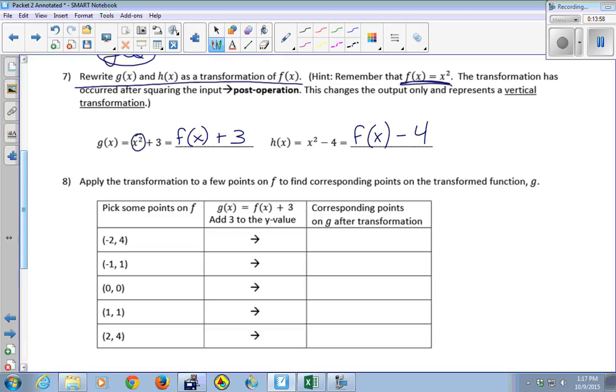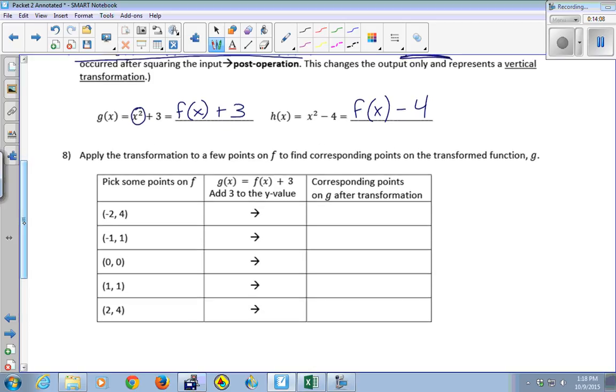We're going to apply the transformation to a few points on f. So these are some random points on f. Just grabbed them from the table from when I graphed by hand. And we're going to apply the transformation to get a few corresponding points on g. Okay. So if this says g of x equals f of x plus 3, remember f of x is just our new fancy notation for y. So that says my new function, it just takes all the y's and adds 3 to them.